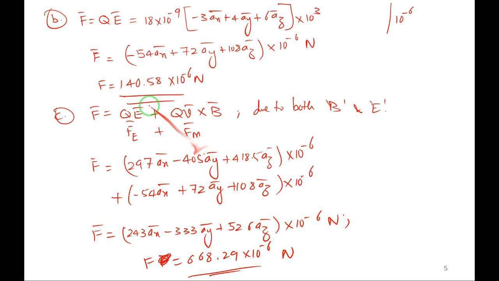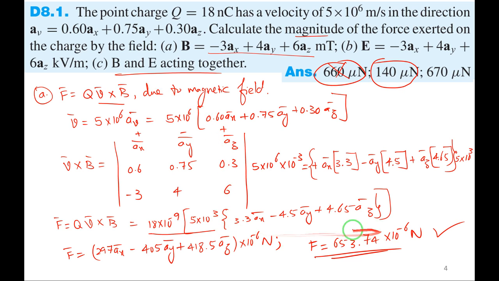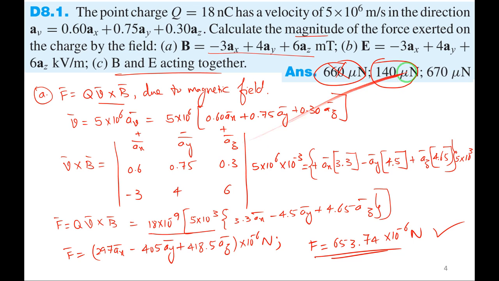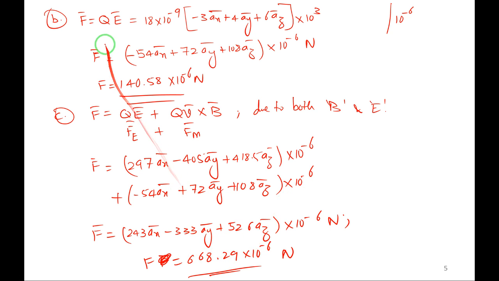Don't just go on adding 140 micronewton plus 650. You can take the resultant, under root of 653.74 whole square plus 140.58 whole square. You will get this 668. That is one way of doing it. Another way is just add the two vectors and take the magnitude of it. This is another way of doing it, right? So 668.29 is roughly 670, right? So this is correct what we have done.